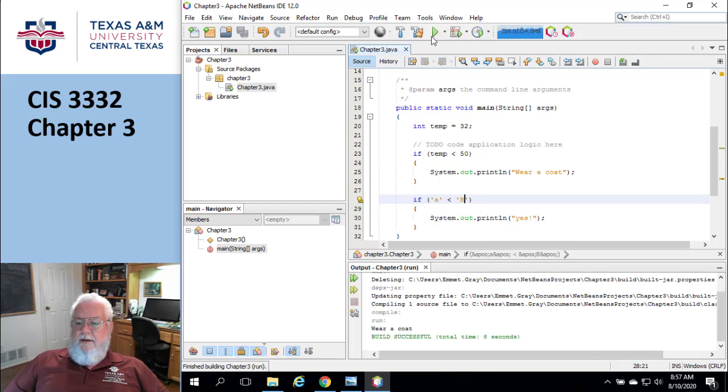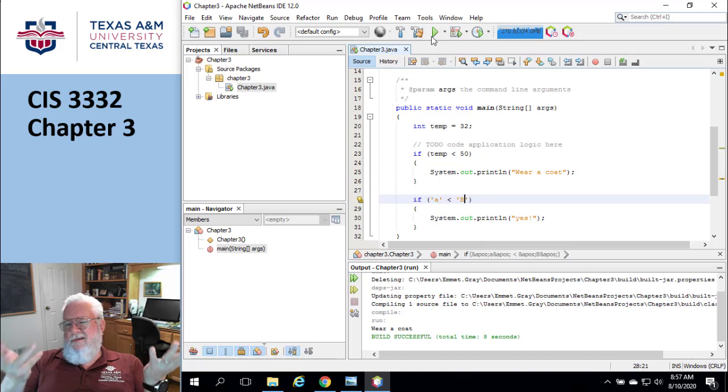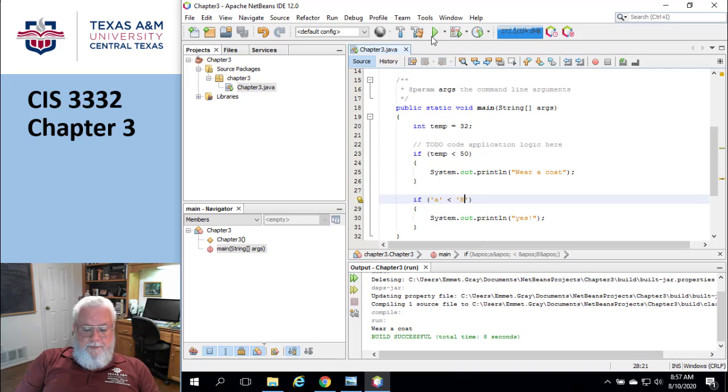Okay. And it did not print yes. So what's happening behind the scenes is the letter A has a larger number than the capital B. So lowercase letters have higher numbers. I don't know. It's kind of weird. So just when you're comparing characters, just be aware that you're actually comparing their numeric value behind the scenes, and you may not be aware what their numeric values are.